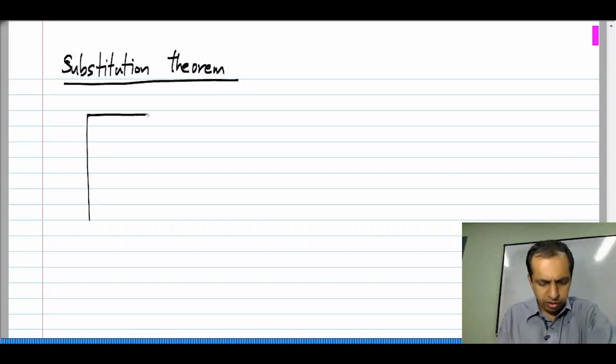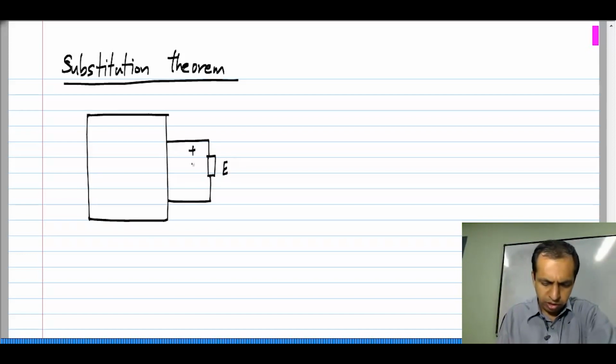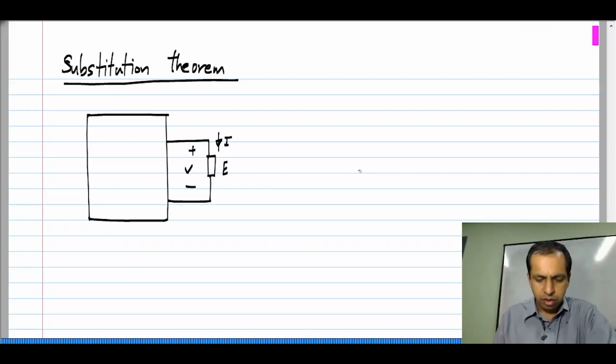Let me again consider a circuit with an element E connected to it. It has a voltage V across it and a current I through it. Now, let me make the following construction.